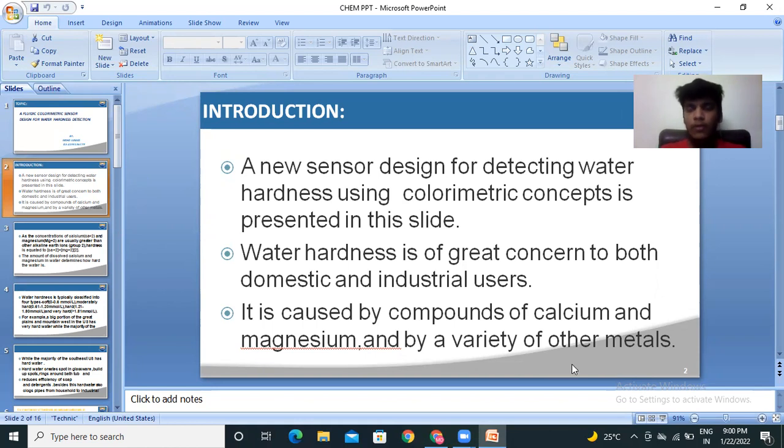So while detecting the hardness of the water, the calcium and magnesium play a major role. Without them we cannot detect the hardness of the water. So the calcium and the magnesium are the major metals which are very important for the detection of hardness of the water. Along with magnesium and calcium, we use other metals also. So we'll move to the next slide.